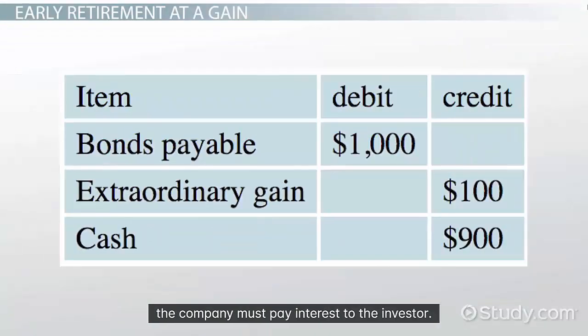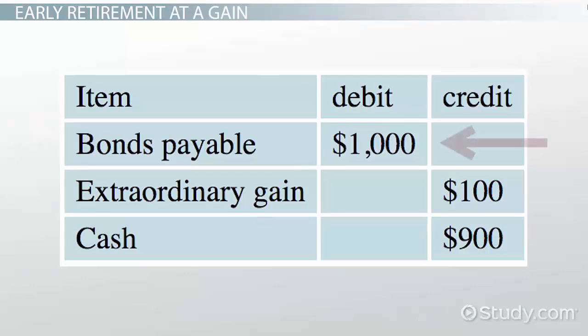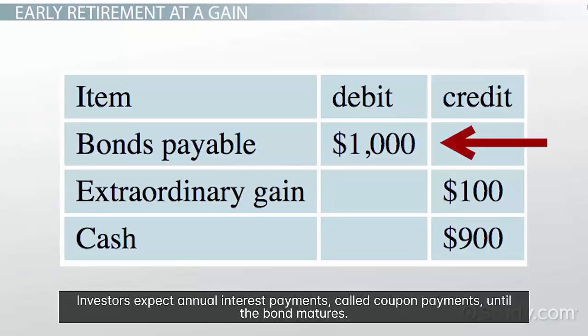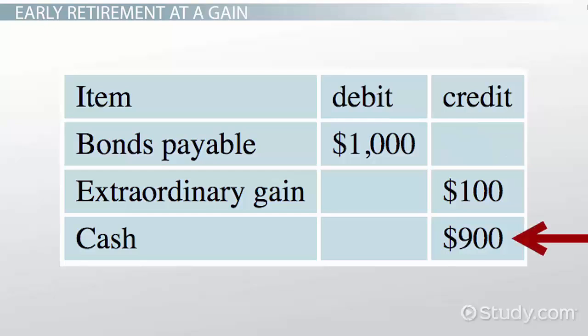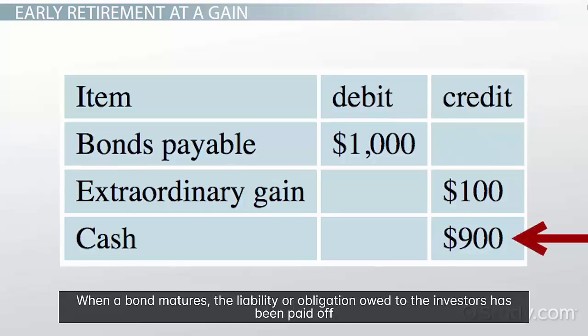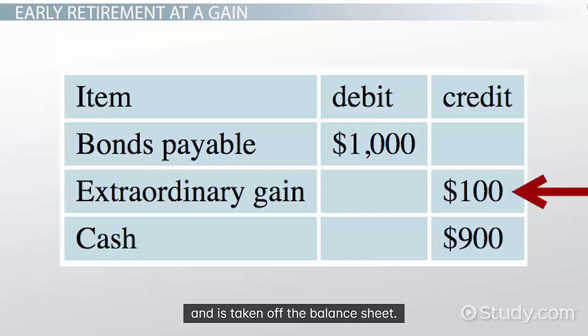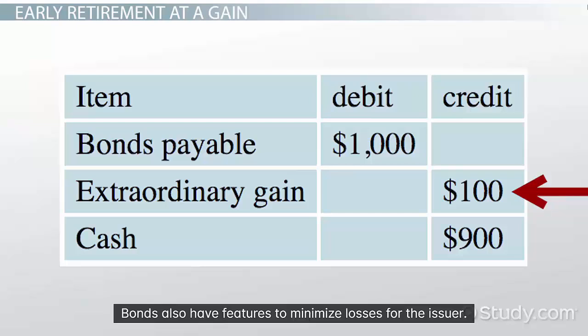Here are the journal entries. The $1,000 debit to bonds payable reduces the bonds payable liability. The $900 credit to cash represents payment to the bondholder. The extraordinary gain is the difference. It will again go on the income statement below the operating income section.